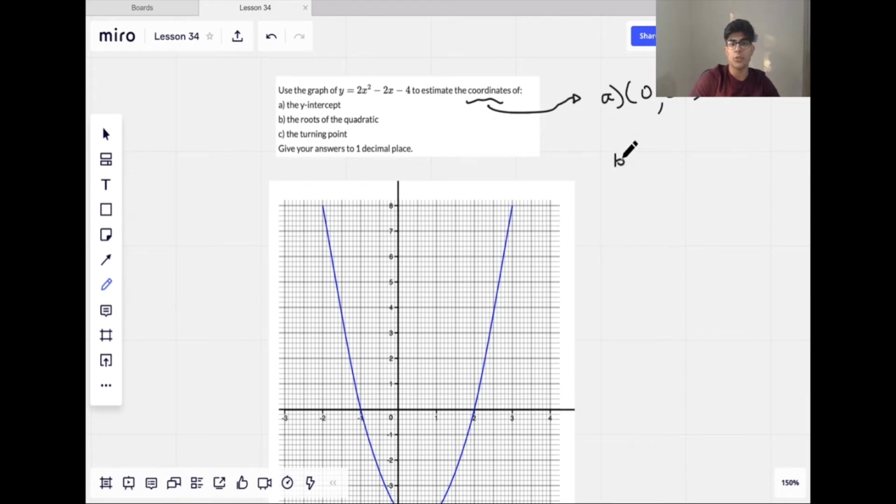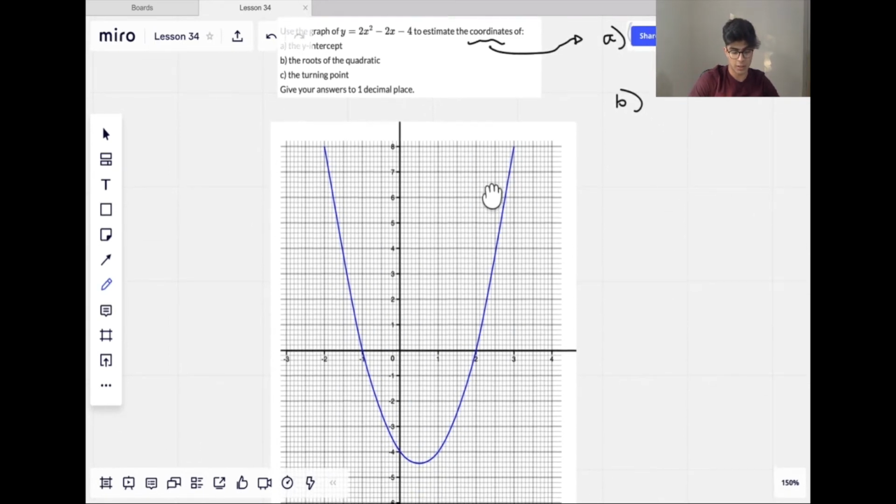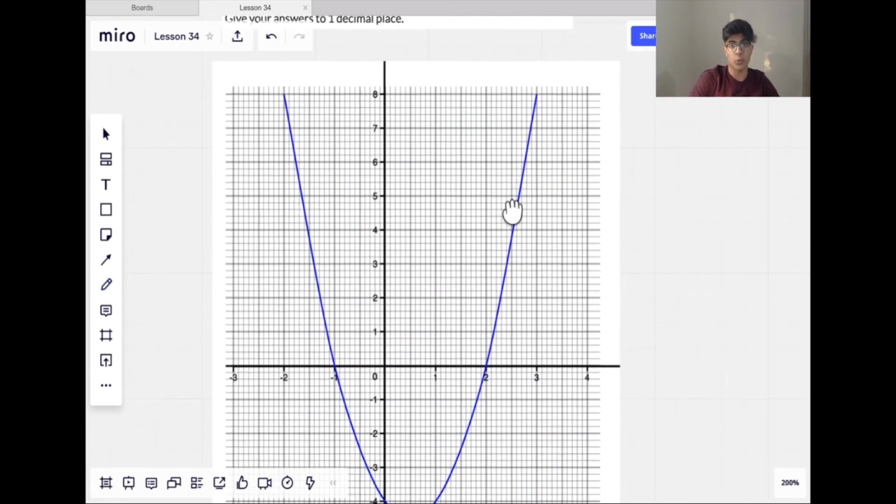B is the roots of the quadratic. And again, the roots is just another way of saying the x-intercepts. So if we can zoom in. Oh, and remember it said 1 decimal place.